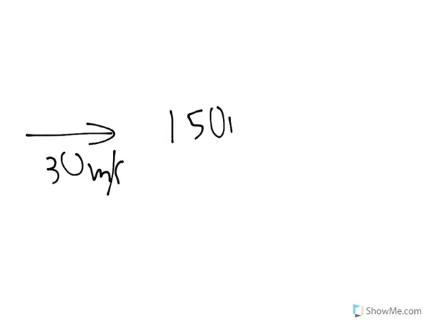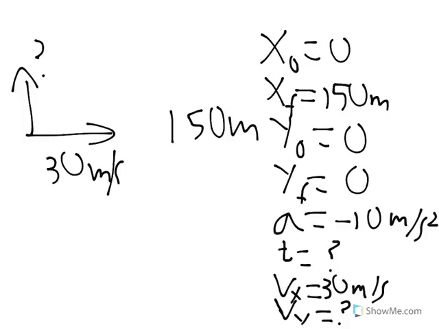For this problem, imagine that a pitcher throws a ball going forward at 30 meters per second. And we know that it travels a good distance of 150 meters. Figure out how hard he threw it in the air and what its max height was. So once again, we write out all of our possible variables. So here are all of our different variables, and we know some of them, we don't know others.